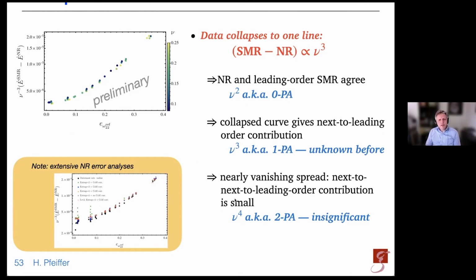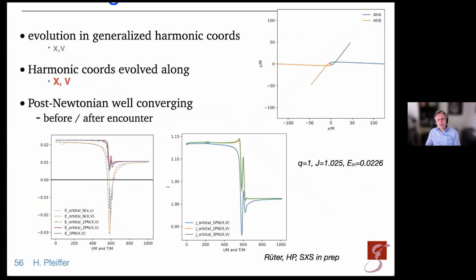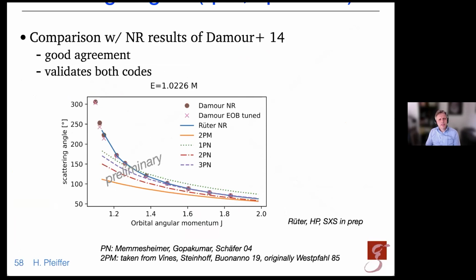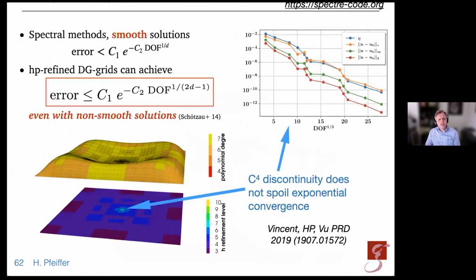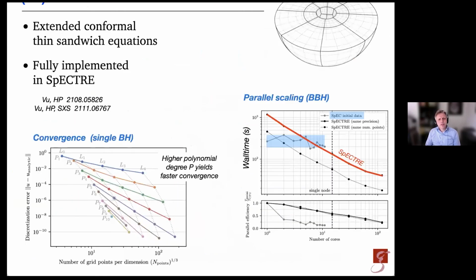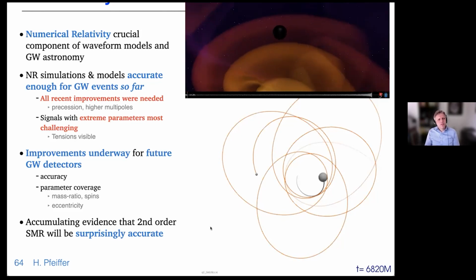I think I'm running out of time, even if I'm accounting for having answered questions along the way. So I'm skipping hyperbolic simulations. I'm skipping an advertisement that we're also working on improved numerical relativity codes, and come directly to the conclusion and the summary of my talk.